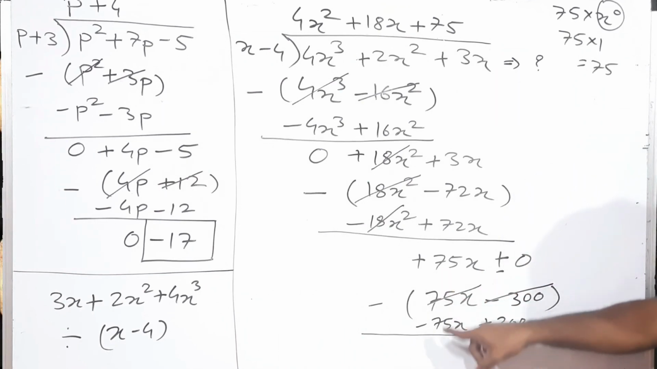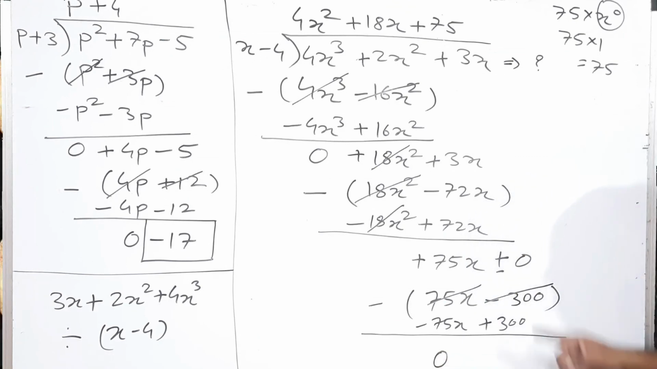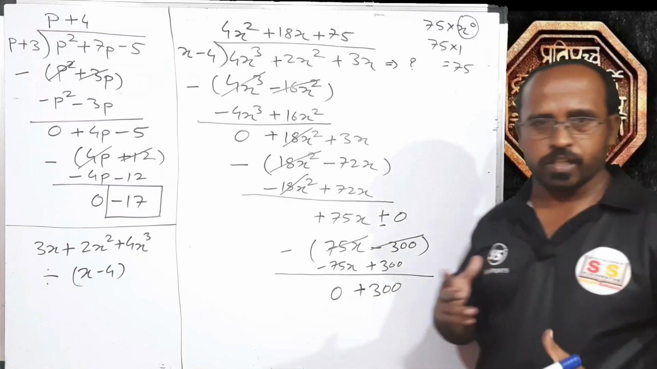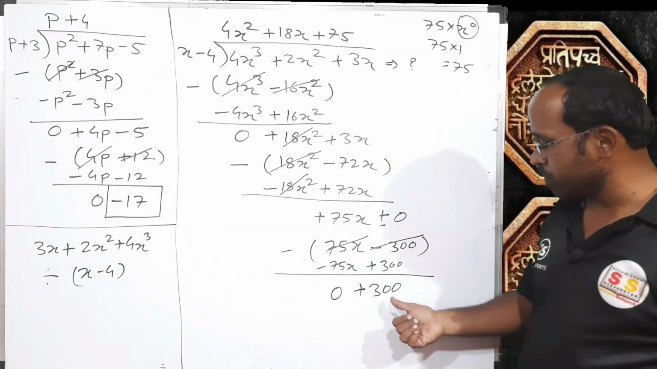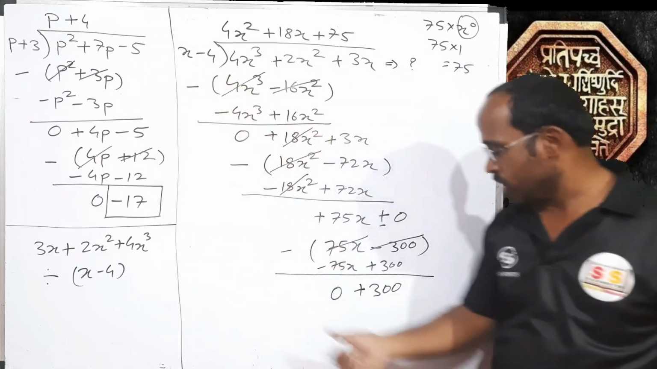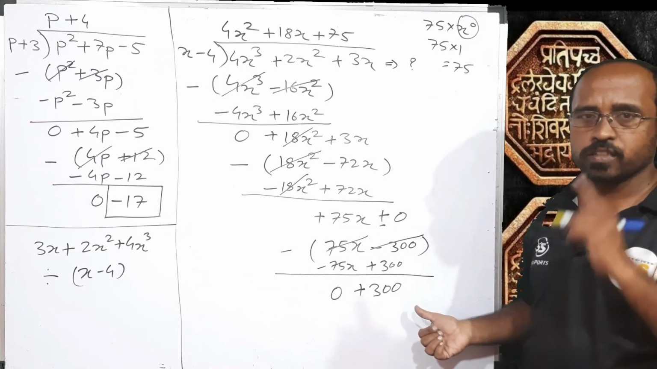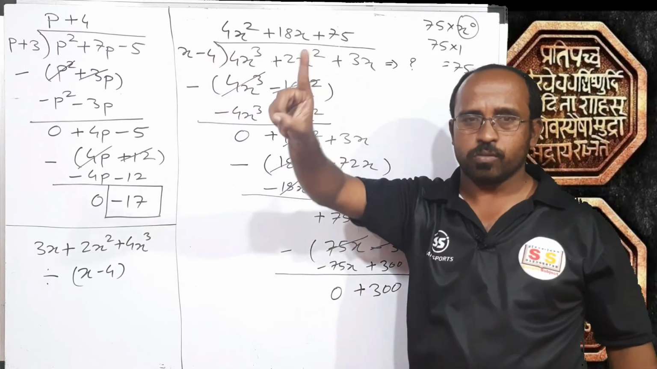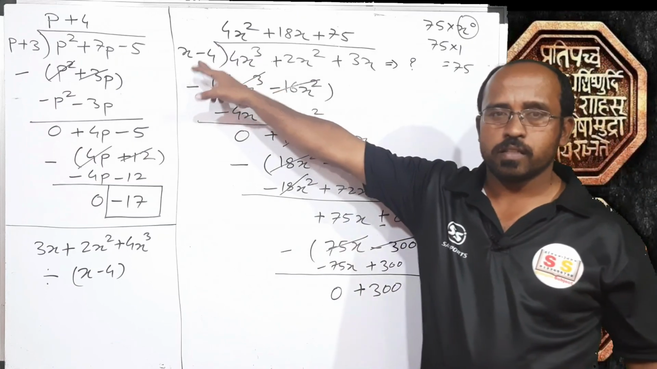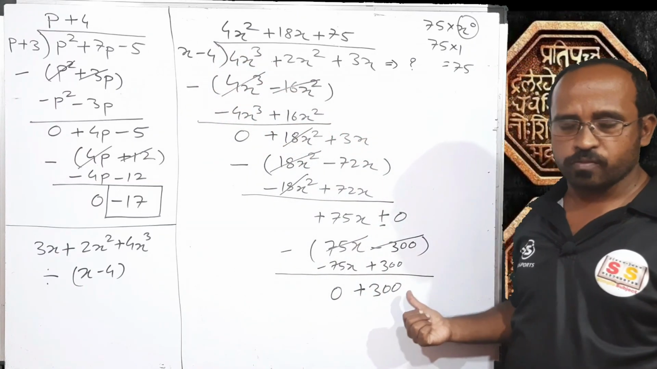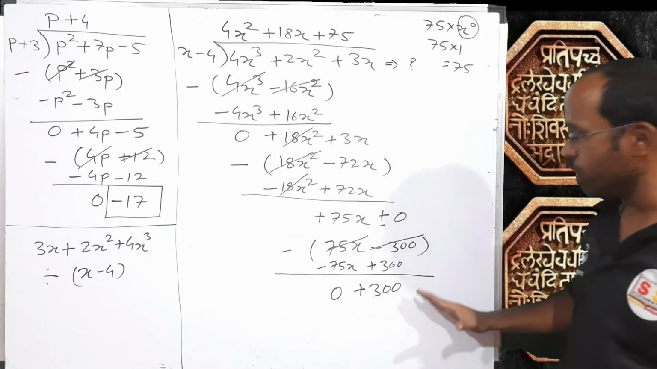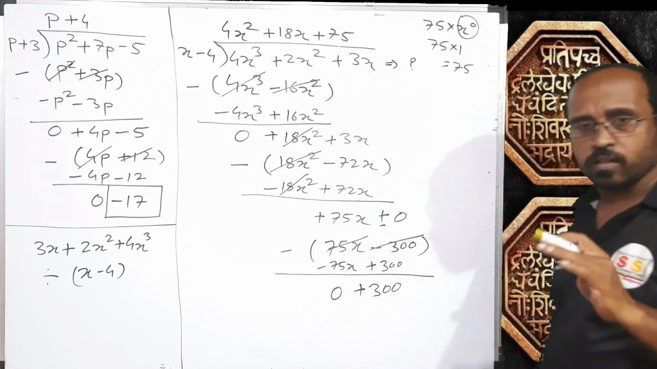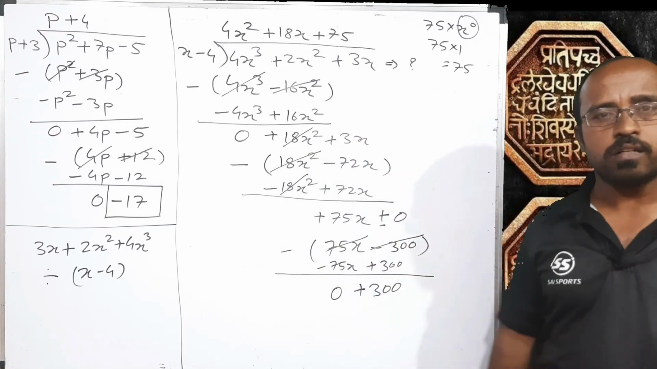So 75x minus 75x, 0. 0 plus 300, plus 300. Now again we have to continue the same procedure. If the degree of this is greater than or equal to the degree of this: 300, no variable, so degree is equal to 0. Here variable x raised to 1, so degree is equal to 1. So the degree of divisor is greater than the degree of this dividend. So further division is not possible. We have to stop here. So here we can say 4x square plus 18x plus 75 is our quotient and plus 300 is our remainder.